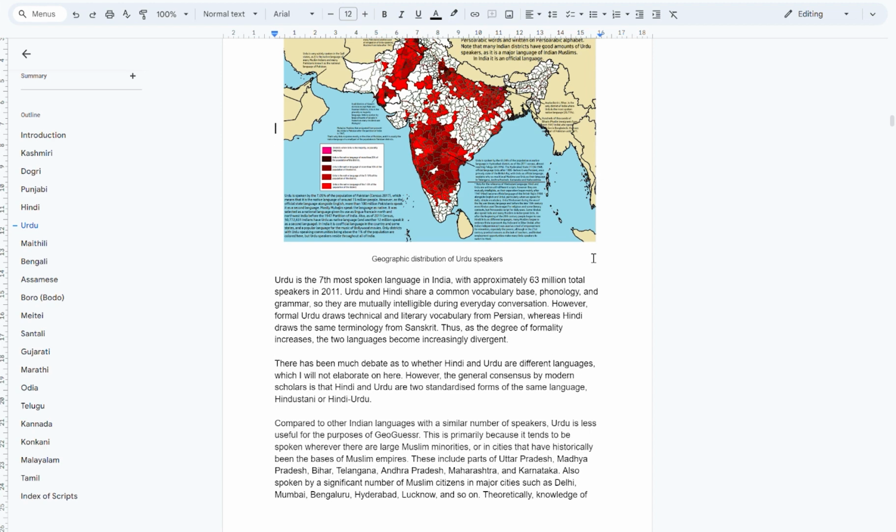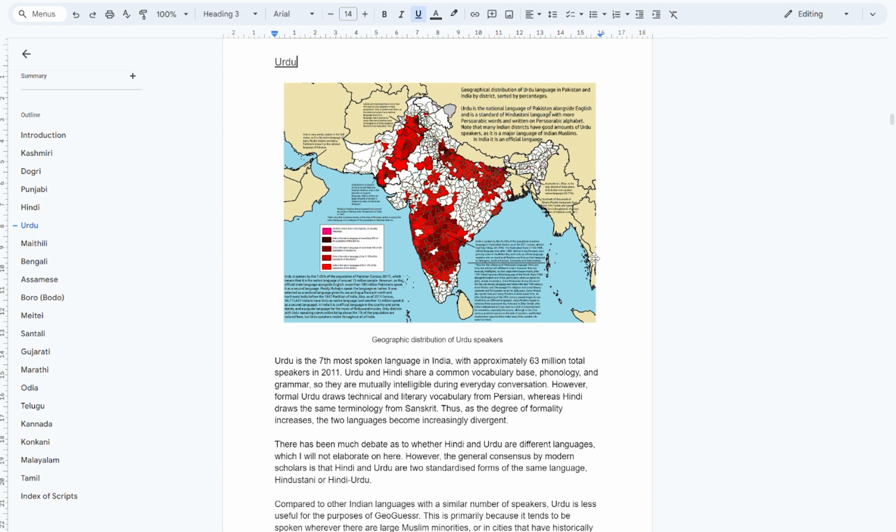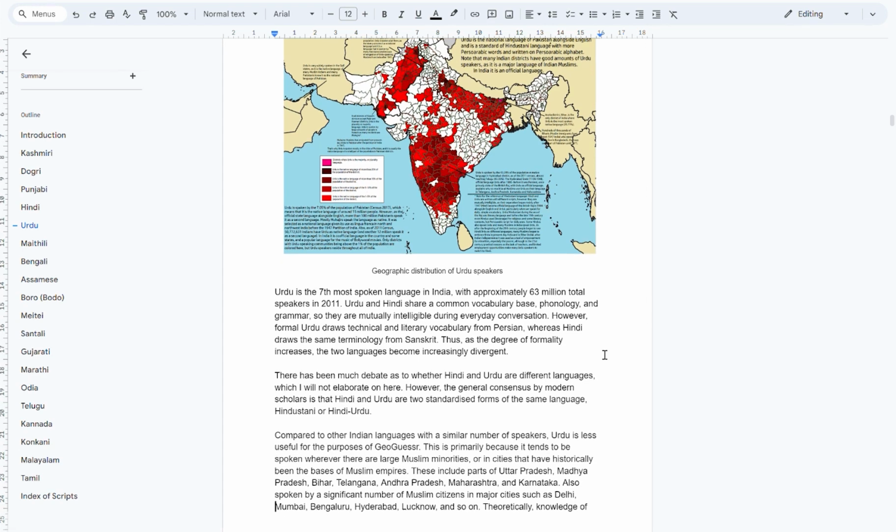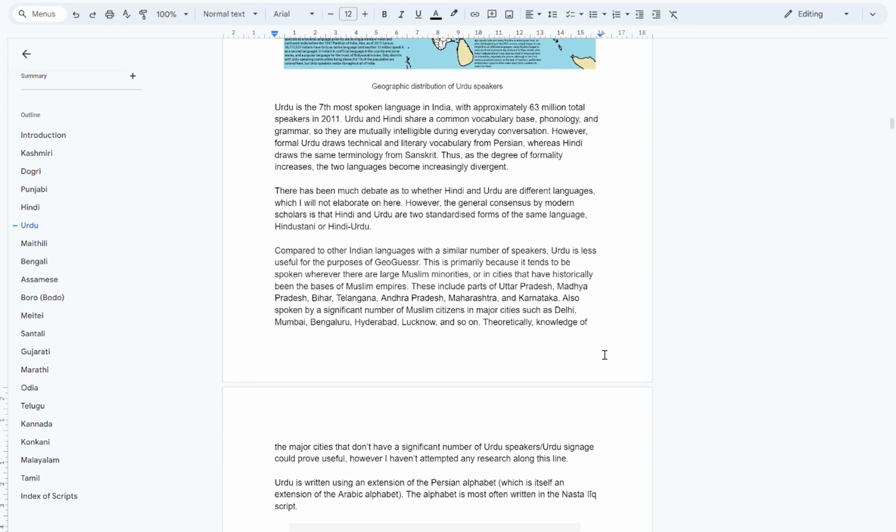If you spend enough time clicking through these cities, you'll probably find a sign written in Urdu in most of the major cities, just because there are Muslim populations there and they'll often speak Urdu and write things in Urdu. So I've seen signs in Urdu in Bengaluru, in Kolkata, in Delhi, in a whole lot of cities across the country. So theoretically, knowledge of the major cities that don't have a significant number of Urdu speakers or Urdu signage might prove useful, but I haven't attempted any research along that line. That's for somebody with a lot more time and dedication than me to do.